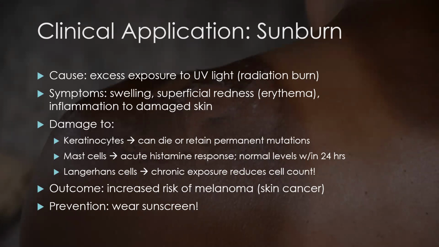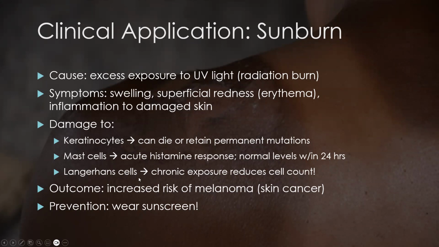One of the clinical applications I want to talk about is sunburn. So this is technically a radiation burn, which sounds really extreme, but there's varying degrees of sunburn, as I'm sure you're all aware. But what happens is we get this immune response within the epidermis. So you'll get swelling, you can get a lot of redness, that's most common. Sometimes it can even blister. And what's happening is these keratinocytes are taking damage. And if you receive enough damage over a long enough period of time, it can have these permanent mutations.